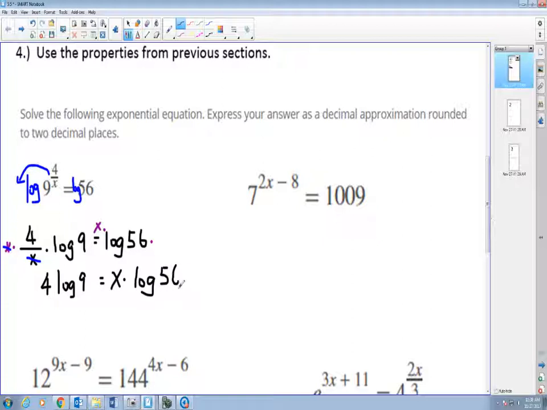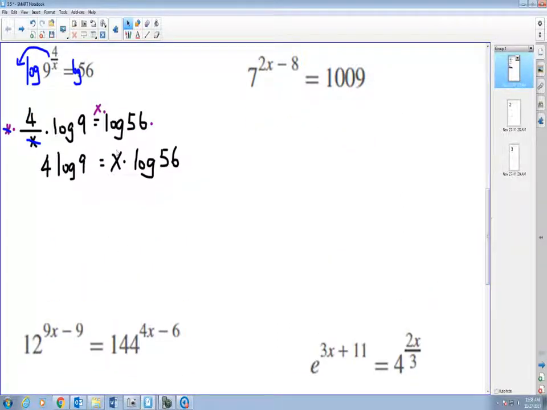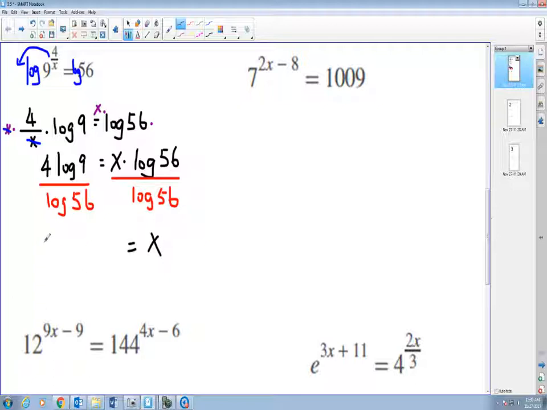Alright, so I'm not too quick to put the log of 9 in the calculator because it gives me a pretty weird looking decimal answer. So what I'm going to do here is write out the exact answer, which, to get x by itself, I will divide both sides by log of 56. You know what? Yeah, let me write it out for you. So my answer, x, is going to equal 4 times log of 9.